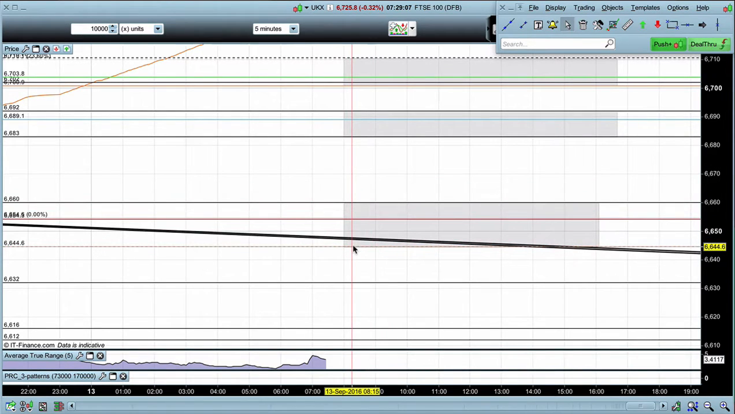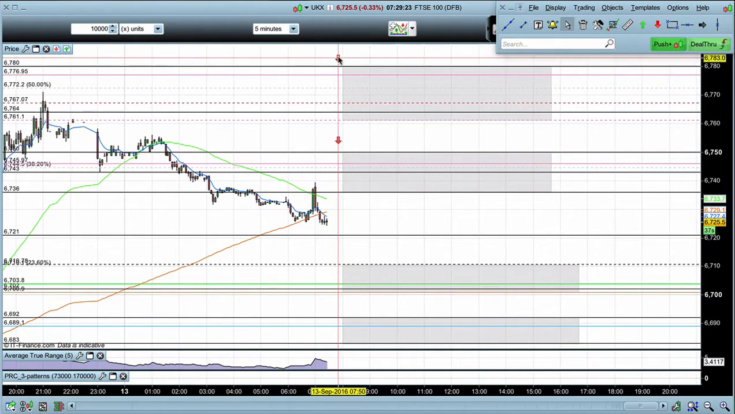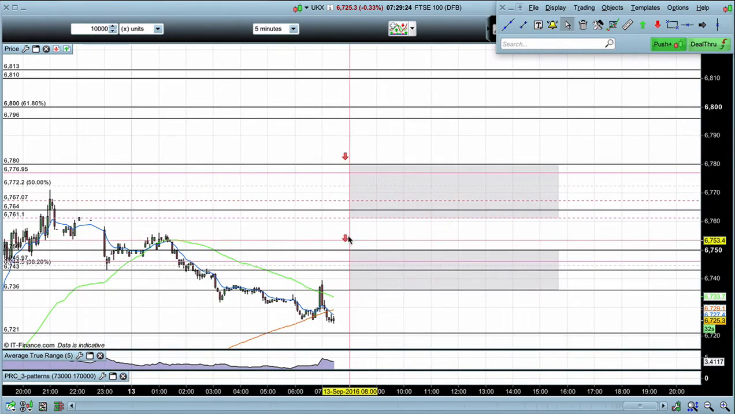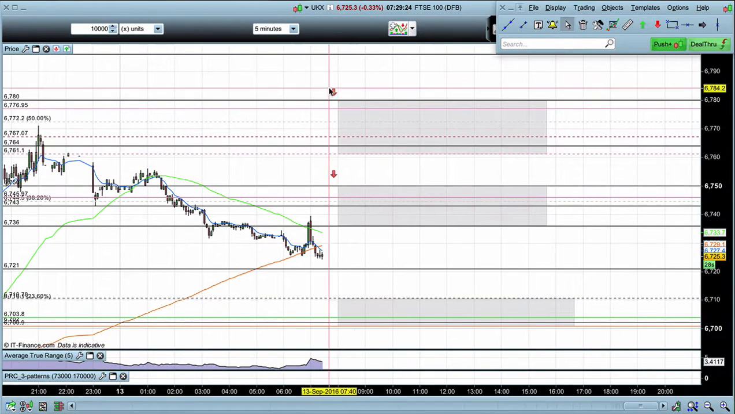6660, 6644.6, because this is the sloping support line. Okay guys, so we'll come back at the close of this market. We'll have a look at what happens. I'll take you through the trades for zone traders, and I'll go over what it is suggesting for the market moving forward.